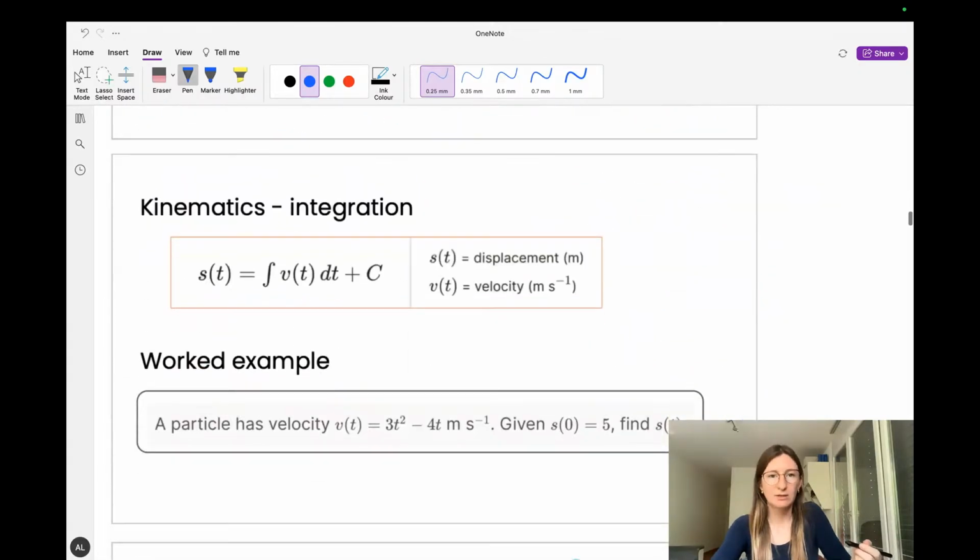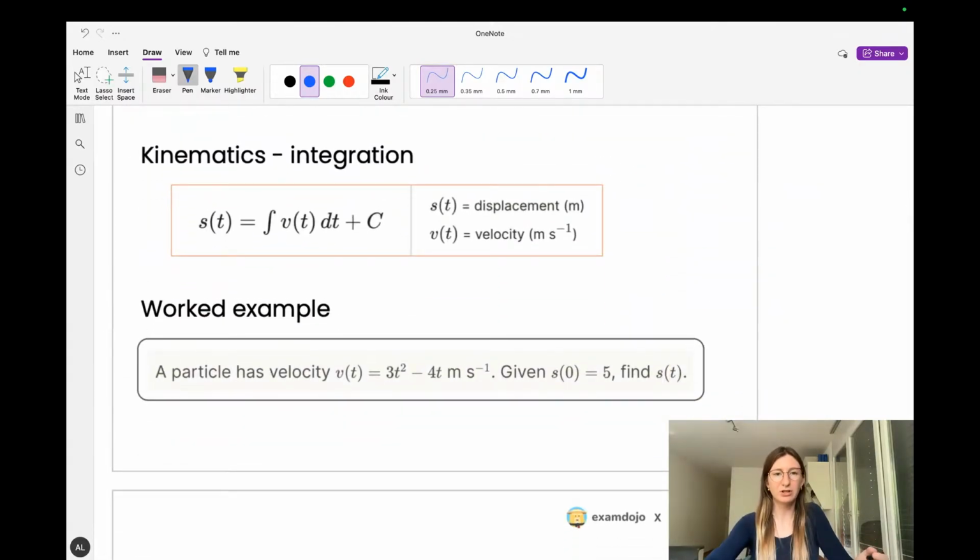Let's see, what else do we have? Right, so that was differentiation when we're going from displacement to velocity to acceleration. Now, what about if we're going the other way? If they're giving us velocity and we want to find displacement, well, then we've got to go up the graph that I showed you at the beginning. We've got to figure out the opposite direction.